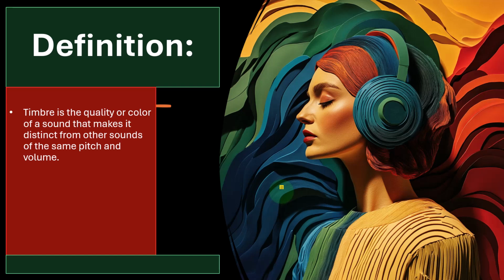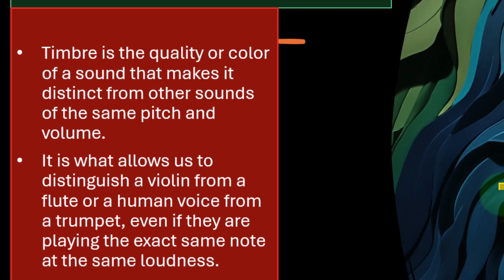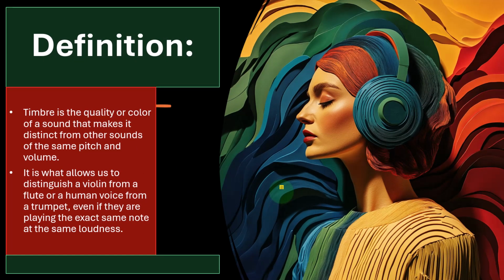So to come up with some kind of vocabulary for things that aren't concrete, solid, visible becomes difficult but necessary. So it is what allows us to distinguish a violin from a flute or a human voice from a trumpet, even if they are playing the exact same note at the same loudness.